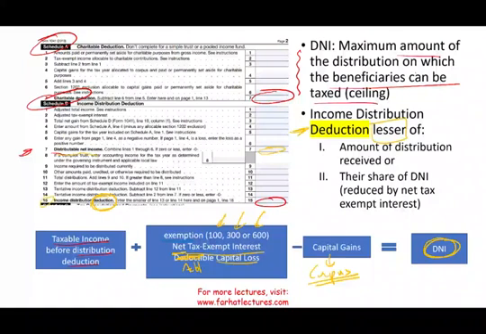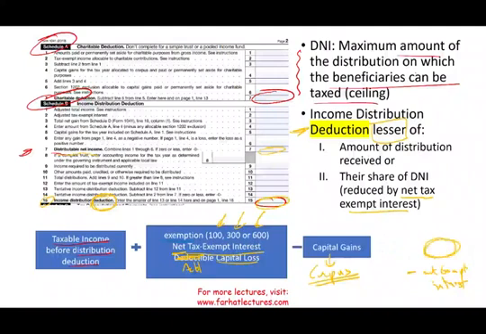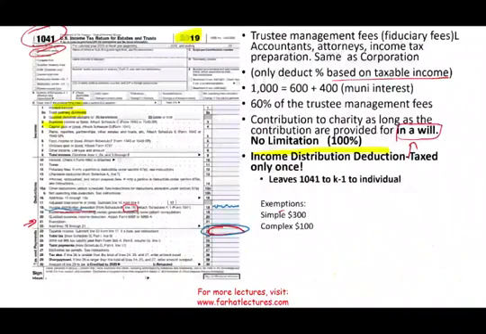And we're going to compare the lesser of the amount of distribution received, how much did the Benny receive, or their share of DNI. We're going to look at their DNI minus net exempt interest. The lower of these two will be on line 15, and from line 15 we're going to go back to page 1 and plug this number here on line 18 to figure out exactly our tax bill, because this is going to give us the appropriate amount to compute our taxes where we have to pay the tax bill.